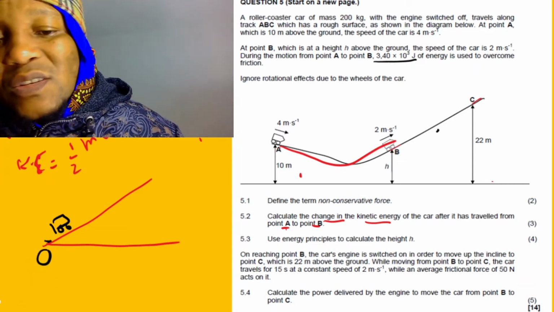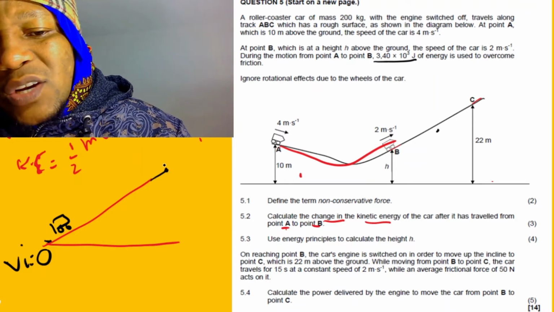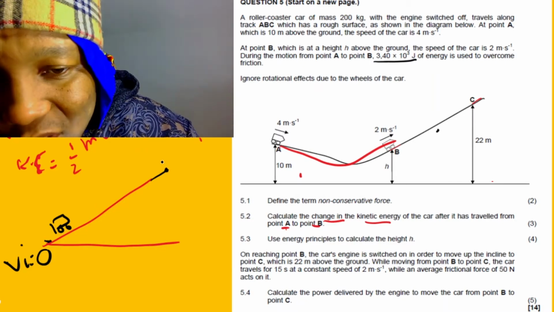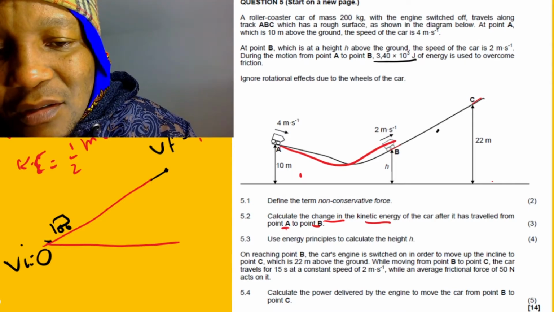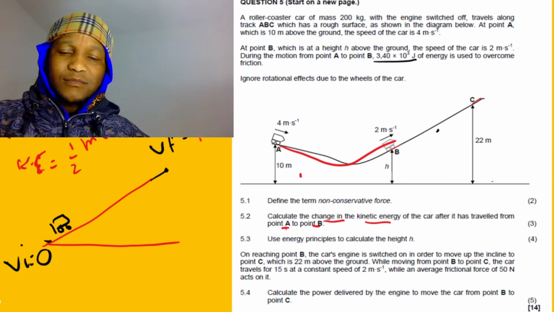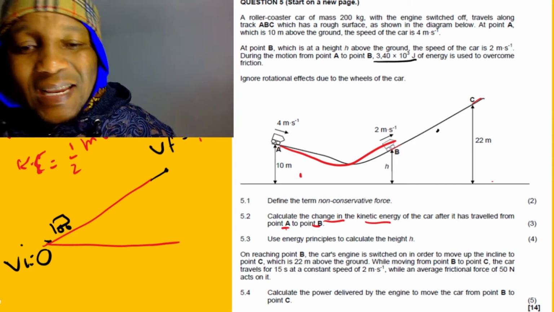So our velocity initial equal to 0. And now it drives all the way to the top. When it reaches here, velocity final equal to, let's say, 100. We just assume. So we want to find the kinetic energy.